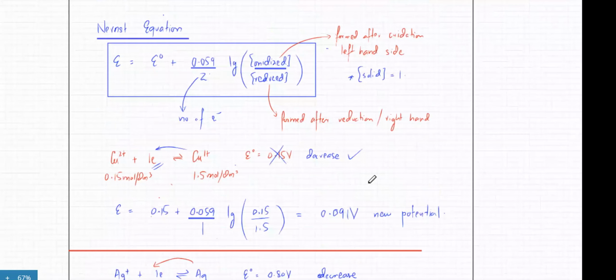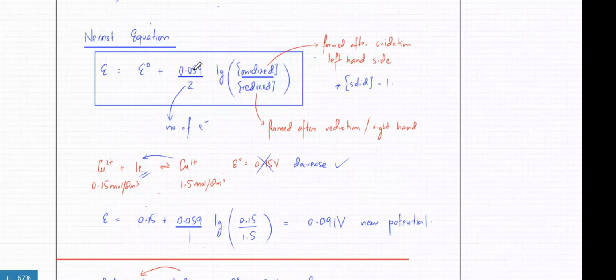Yes, sir. So just remember the Nernst equation. That's it. Always remember the Nernst equation: this is the concentration of the left hand side thing, this is the concentration of the right hand side, the thing that's appearing on the right hand side. Z is the number of electrons. E naught is the old potential, and E would give you the new potential. Is that clear?